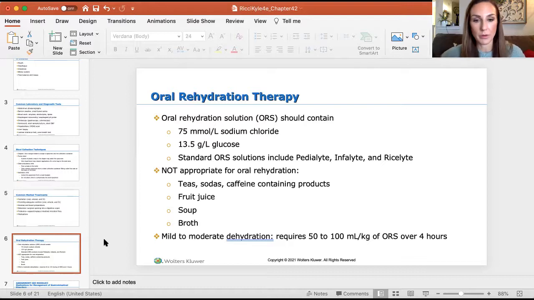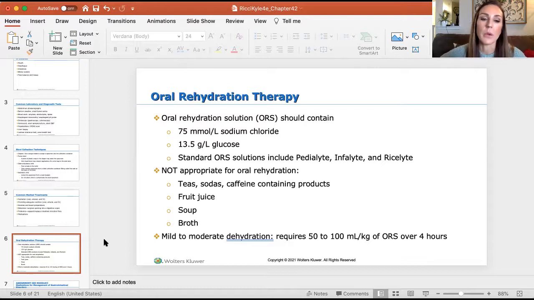Not appropriate for oral rehydration: teas, sodas, caffeine-containing products. You do not want to give fruit juice at all. And the reason why is fruit juice can actually stimulate more diarrhea. So if you've got somebody that's dehydrated because they have diarrhea, you give them fruit juice, guess what? Probably going to have more diarrhea, and it's not going to help any.